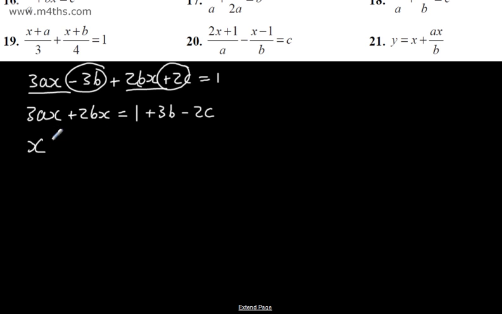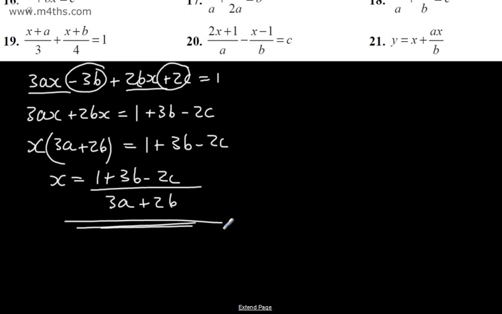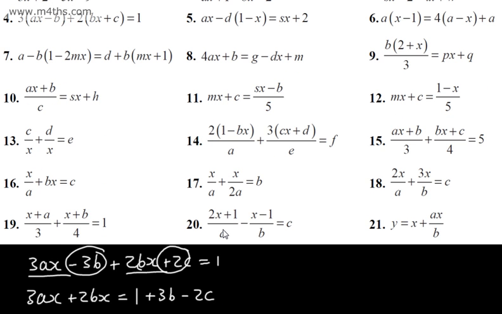Factoring the x out, x is common to both. That leaves me 3a plus 2b, and that will be equal to 1 plus 3b minus 2c. So x is going to be equal to 1 plus 3b minus 2c over the quantity 3a plus 2b, and that is what we're going to end up with. That's quite a nice one when we're looking at factoring. Okay, let's look at this one right here.